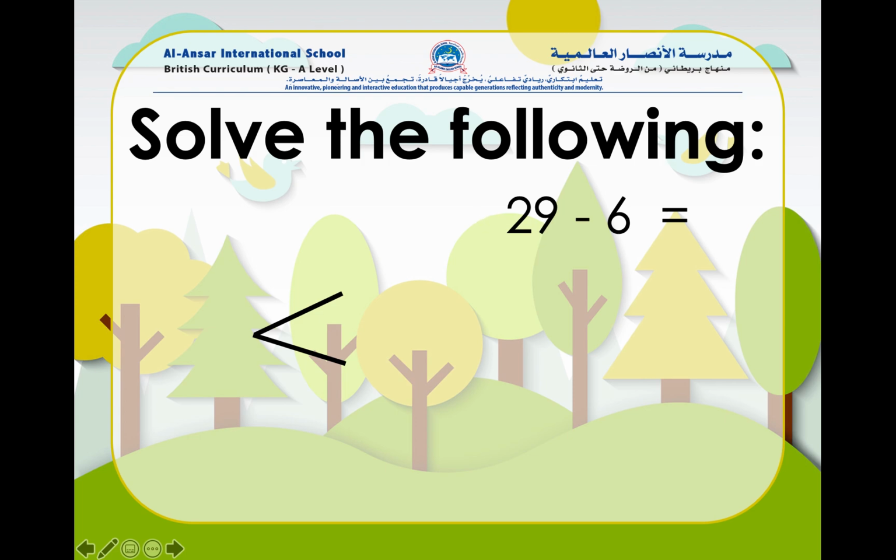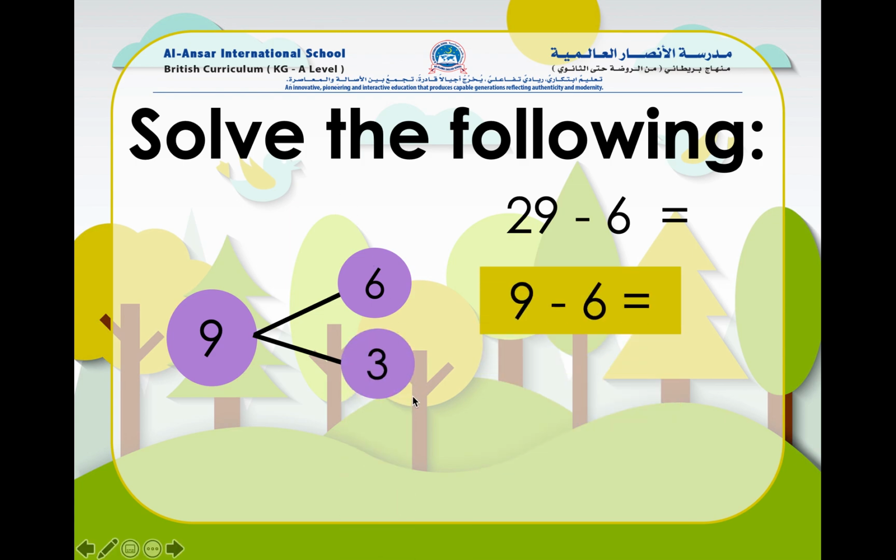If we put this in a bond, we know that our whole is going to be 9 and we have one number that is 6. So 6 and which number make 9? So 9 minus 6 equals 3. We can use this information to help us solve the biggest subtraction problem. 9 minus 6 is 3. Now remember, we can just add our tens to our number now. So 29 minus 6 is equal to 23.